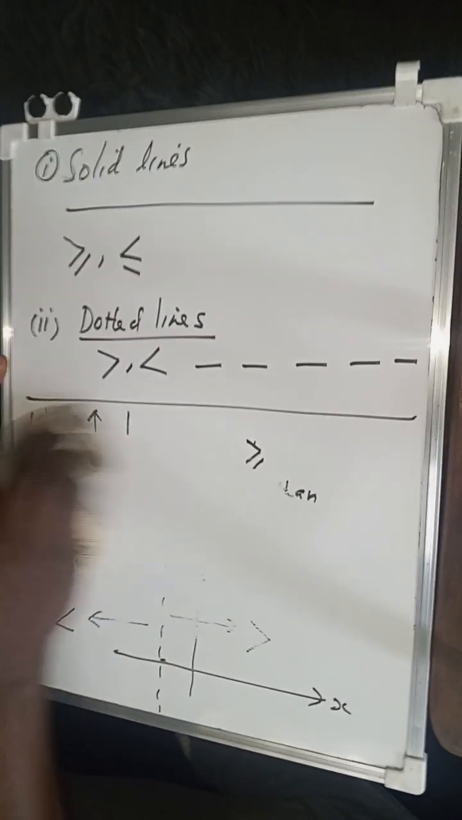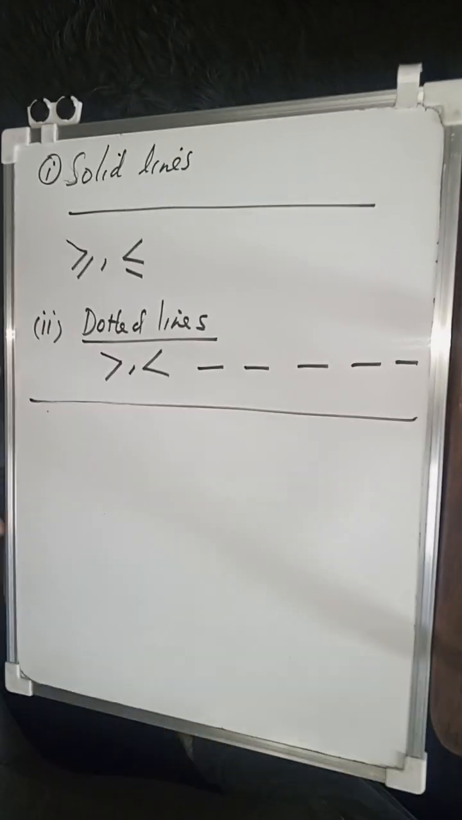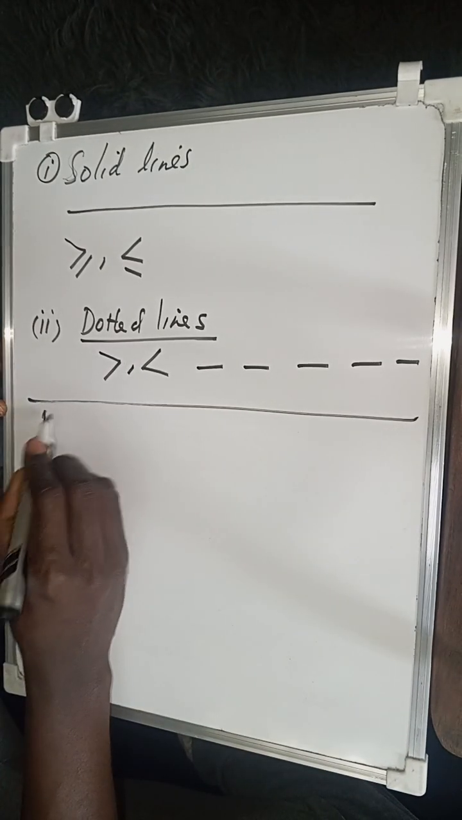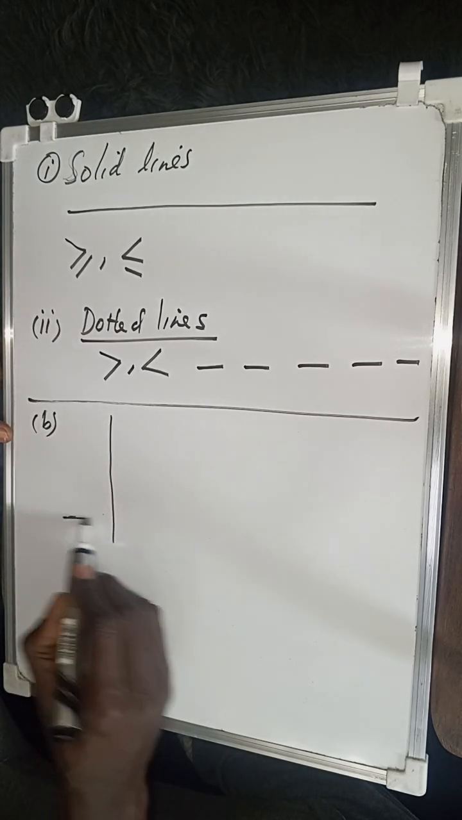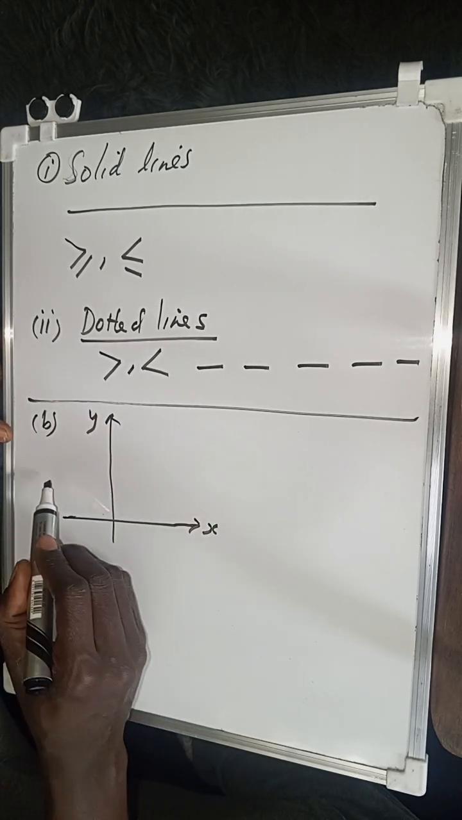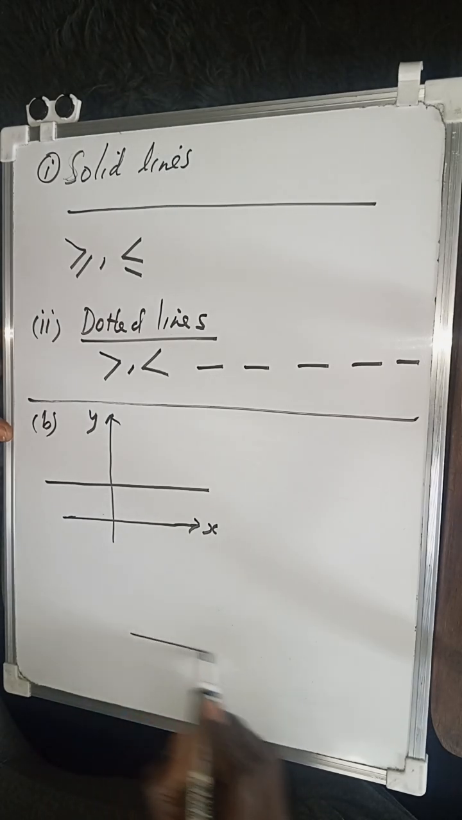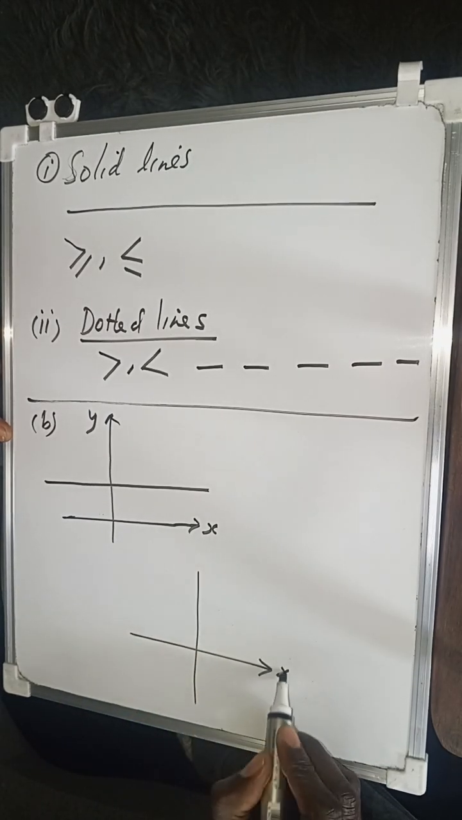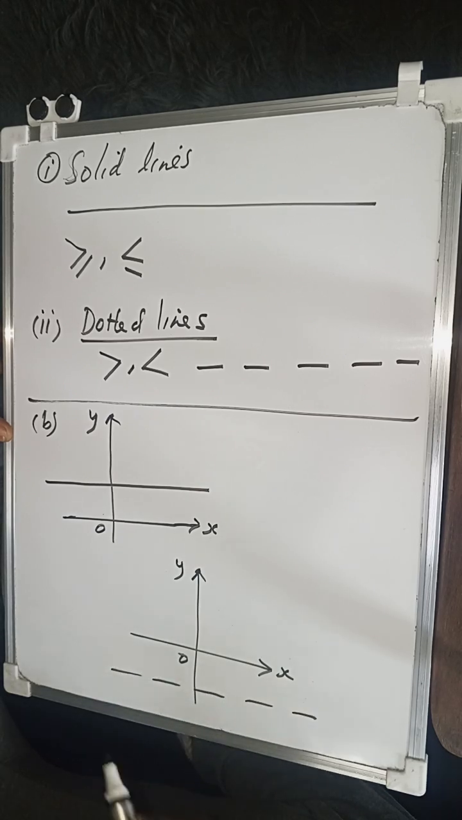Let's put up something else. I'll say that's the B part now. Suppose you have a line that is parallel to the x-axis. On the other hand, we can also have a line that is parallel to the x-axis, but let me say it is a dotted line.